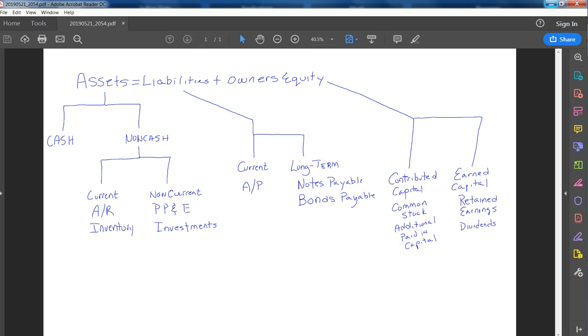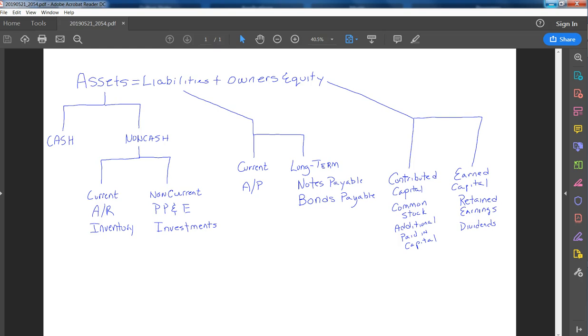So our basic equation is assets equals liabilities plus owner's equity. That is the accounting equation, or what they refer to as the balance sheet equation. And because it's an equation with an equal sign, that means it's a balancing act. So your assets, everything you own or control, has to equal what you owe to others and what's been put in by the owners. If you think about it, that makes a lot of sense.